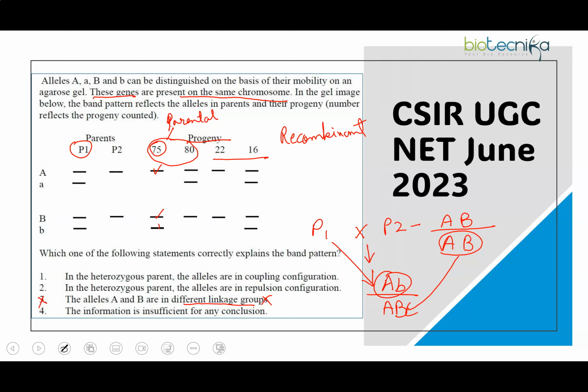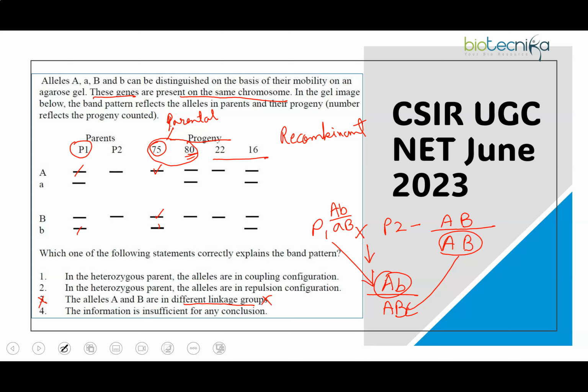Now since it is parental, there is no recombination happening, and it is coming in the same form from P1. So what does that mean? P1 has one chromosome with capital A, small b. So if capital A, small b is placed, the other chromosome will have what configuration? Small a, capital B. Now you can even confirm this by the other progeny, with number 80. From there also you can find out that the chromosome will be small a, capital B.